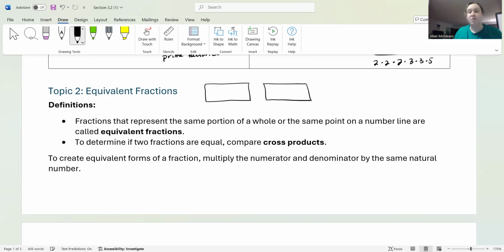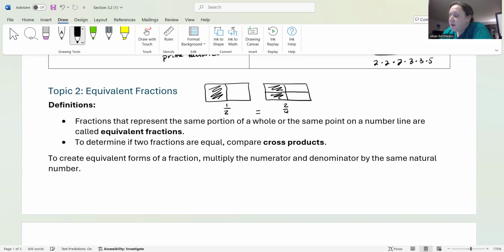Okay, so we've got our two identical Crunch bars. They're identical, the same shape, the same size. They're exactly the same. And let's say you cut yours in half and you eat one of the two pieces. So you eat one half, right? But let's say your friend cuts theirs into four equal size pieces and they eat two of the four.